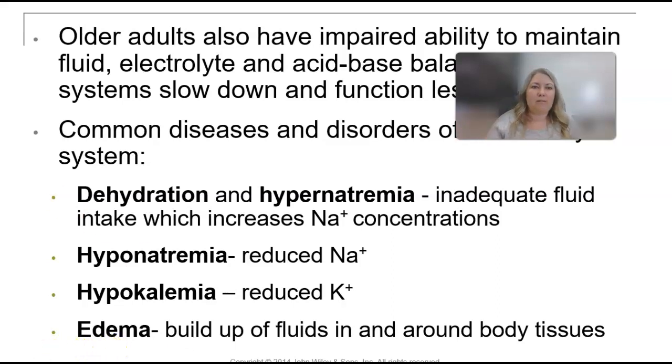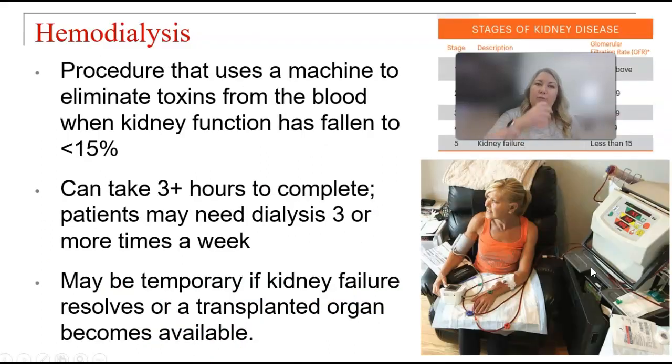So some common diseases: dehydration and hypernatremia, these go hand in hand because if we don't have as much water, we have a lot of sodium, whose symbol is Na. Hyponatremia is the opposite. We don't have enough sodium. Hypokalemia is not enough potassium. And edema is just a buildup of fluid in all of those body compartments, or specifically the cells.